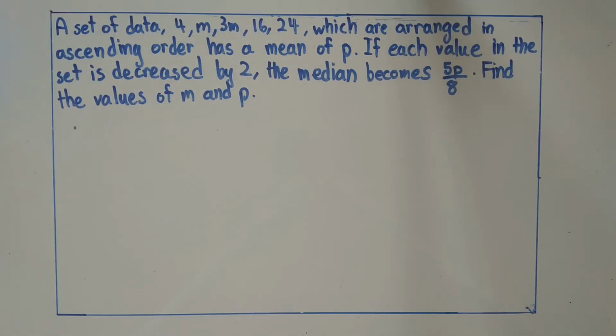In the next question, we have a set of data 4, m, 3m, 16, 24 which are arranged in ascending order, has a mean of p. If each value in the set is decreased by 2, the median becomes 5p over 8. Find the values of m and p. We are dealing with a simultaneous equation question based on statistical concepts. If you are unsure on how to solve simultaneous equations, you can refer to my video. The link is in the description below.